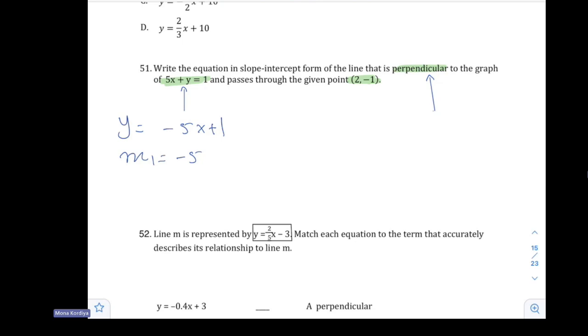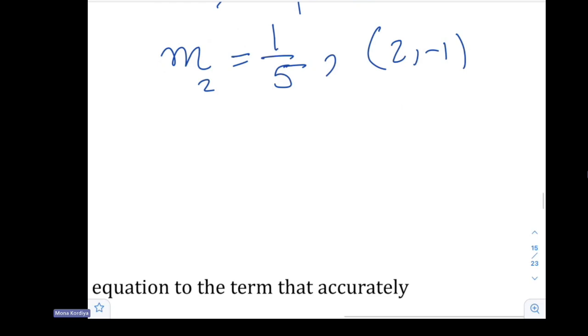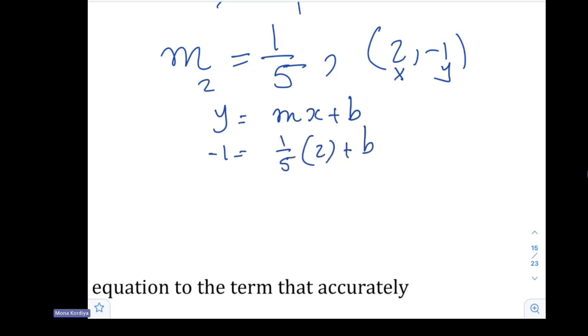Now this slope will not be equal to that, it will be the negative reciprocal. So it will be 1 over 5. Since this is negative 5 over 1, flip the sign, flip the numerator and denominator, and this will be our slope. So we have a point, and we will work with this normally. y equals mx plus b: negative 1 is 1 over 5 times 2 plus b.